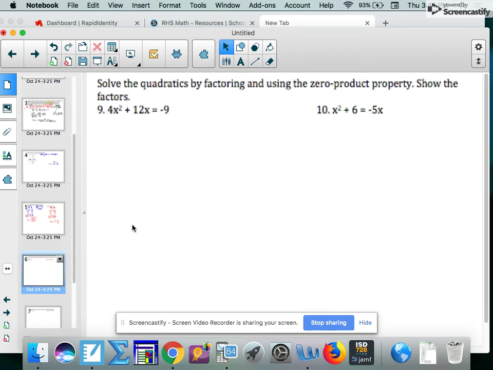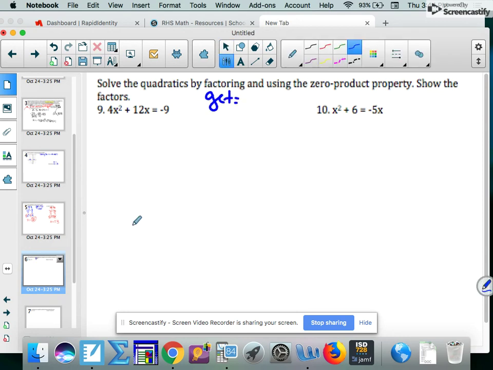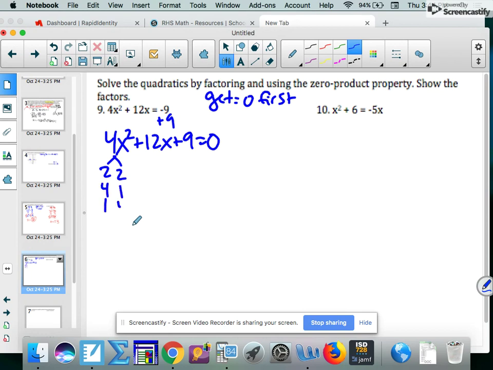Next up is factoring. For all the other ways, you need to get it equal to 0 first. So I'm going to add 9 here. So we get 4x squared plus 12x plus 9 equals 0. When I say factor, I mean to list out your factors. Like 4 could be 2 and 2, or 4 and 1, or it could have been 1 and 4. And then for 9, it could be +1 and +9, or it could be 3 and 3, or I think that's it.